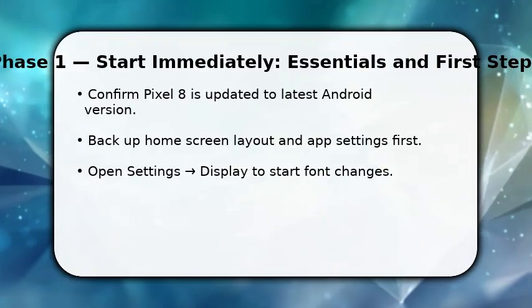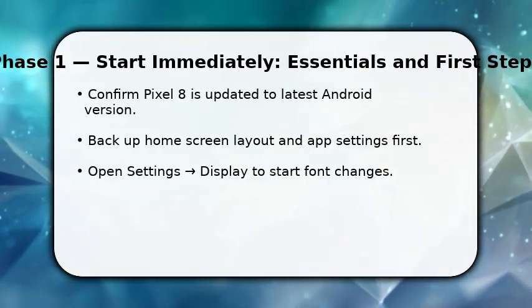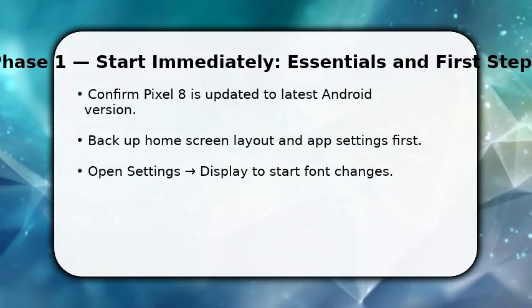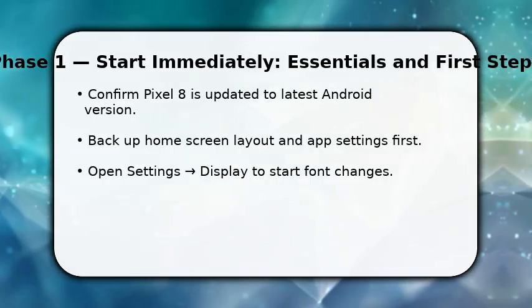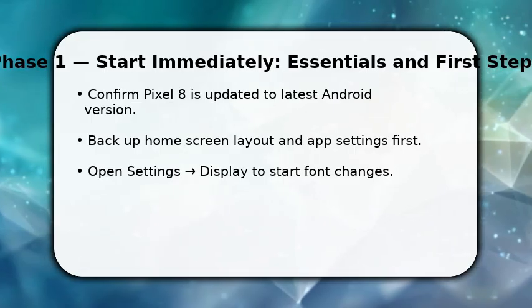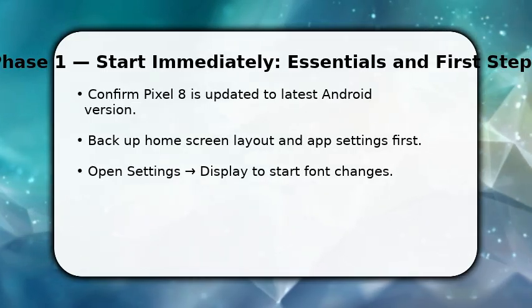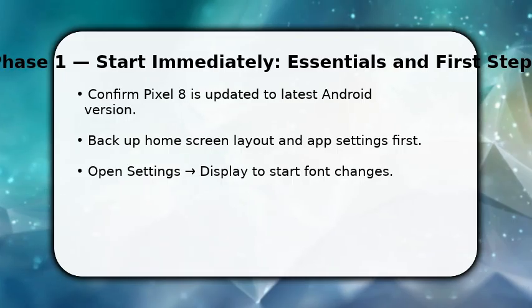You'll begin by preparing the Pixel so changes are safe and reversible. Open Settings and tap Display. This is where Android exposes typography options. Once done, make sure you have a restore point or backup because fonts affect readability system-wide.